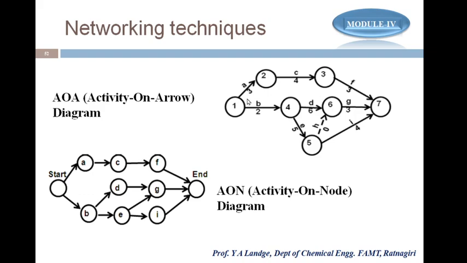These numbers on the arrows mention how much time is needed for completion of that activity, and these are called nodes. So this is a node, they are just connecting the activities.